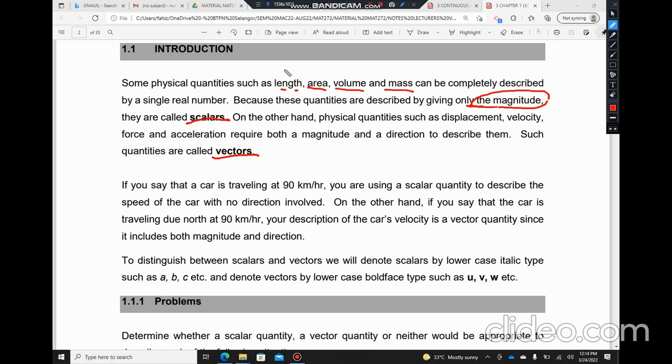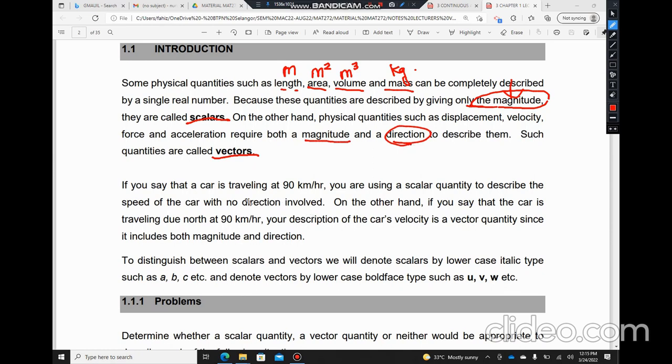Length ni panjang, biasa dalam sentimeter or meter. Area, for example, meter square. Volume, meter cube. Mass, kilogram. So yang ni unit yang biasa kita guna. Okay, so dia adalah scalar sebab dia just have a magnitude. Apa beza dengan vectors? Vectors require both a magnitude and direction. So dia akan ada direction.